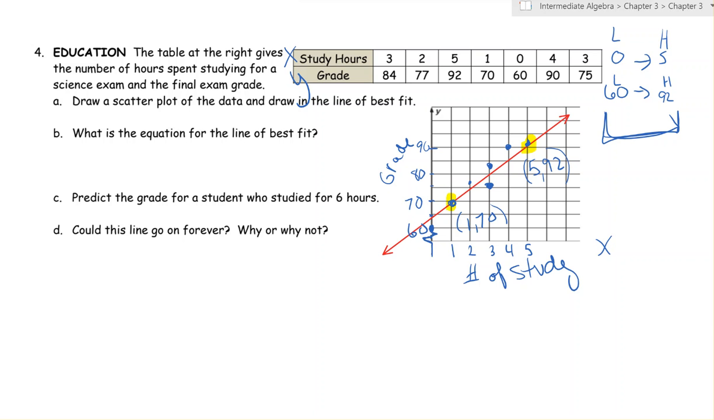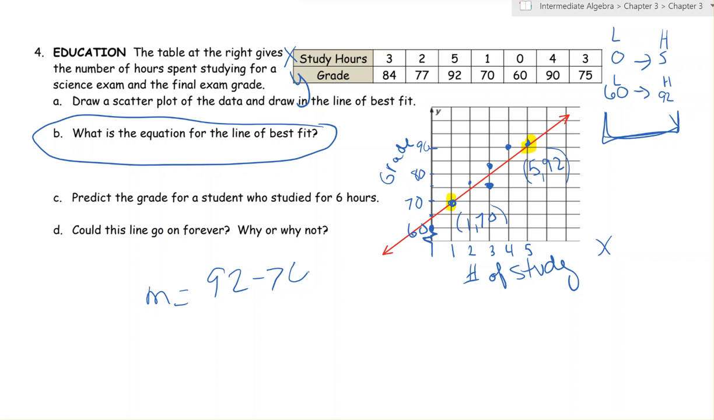So what I'm going to do is fulfill part B, and I'm going to write an equation of the line. So I'm going to calculate the slope: 92 minus 70 over 5 minus 1. That's going to give us 22 over 4. That reduces to 11 over 2. Then I'm going to use point slope form.